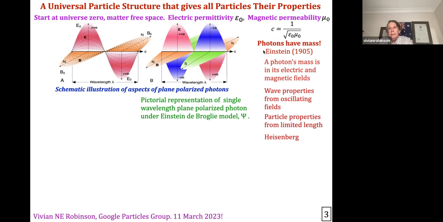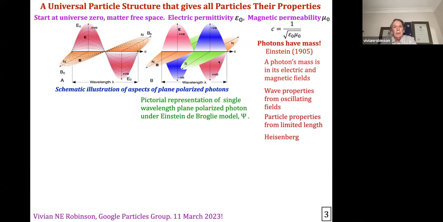Now, photons have mass. Einstein pointed that out in 1905 when he did his special relativity theory. The photon's mass is in its electric and magnetic field. In this particular case, the wave properties of a photon come from the wavy or sinusoidal nature of the fields. The particle property comes from its limited wavelength.